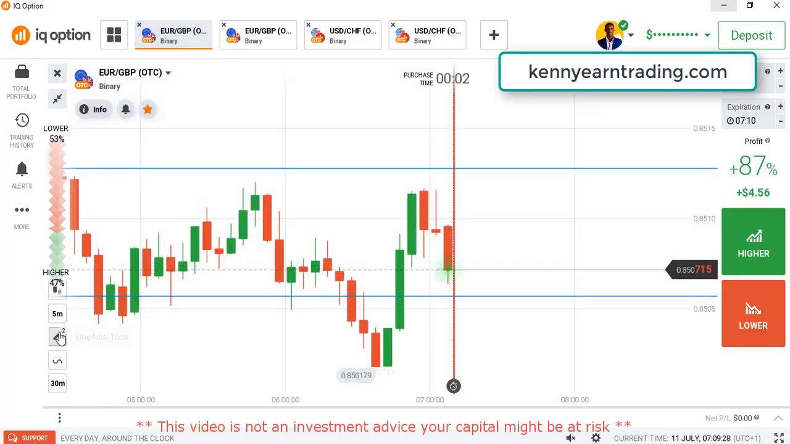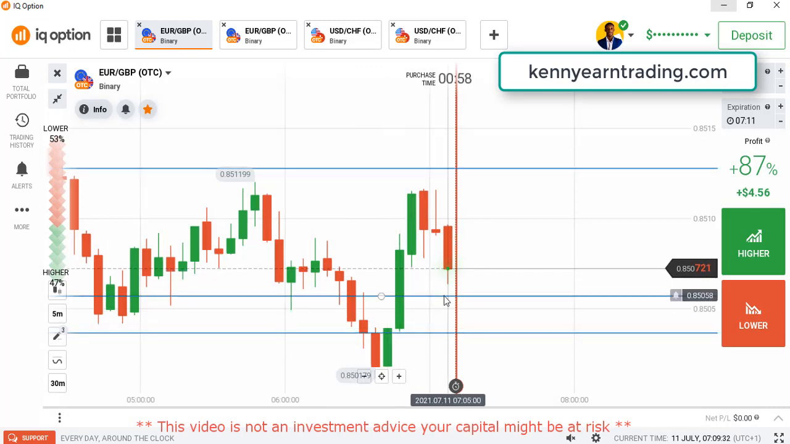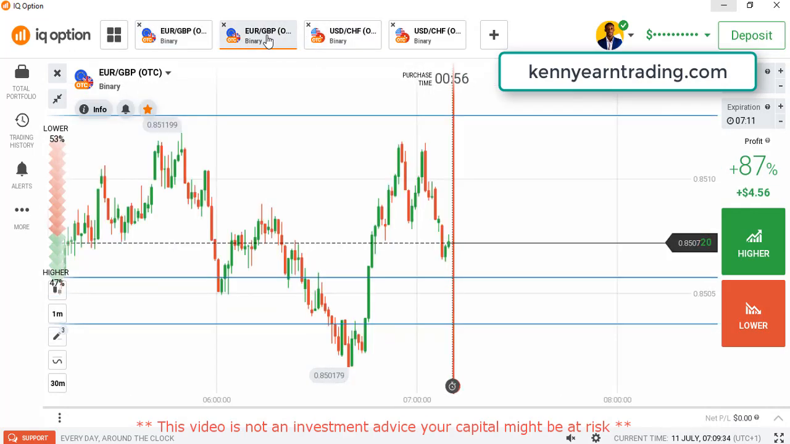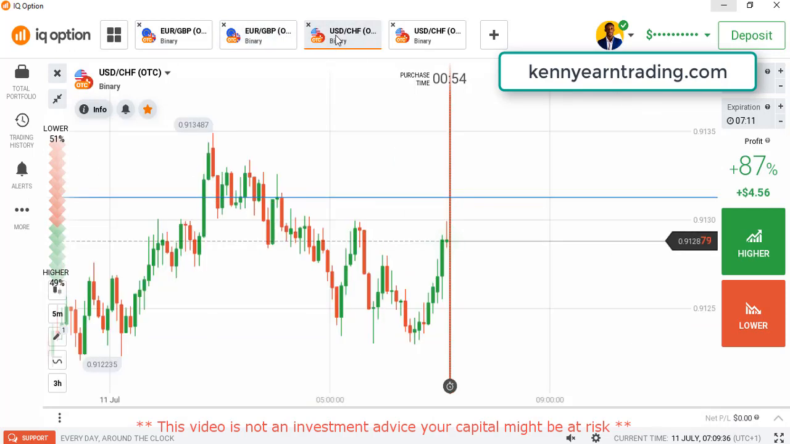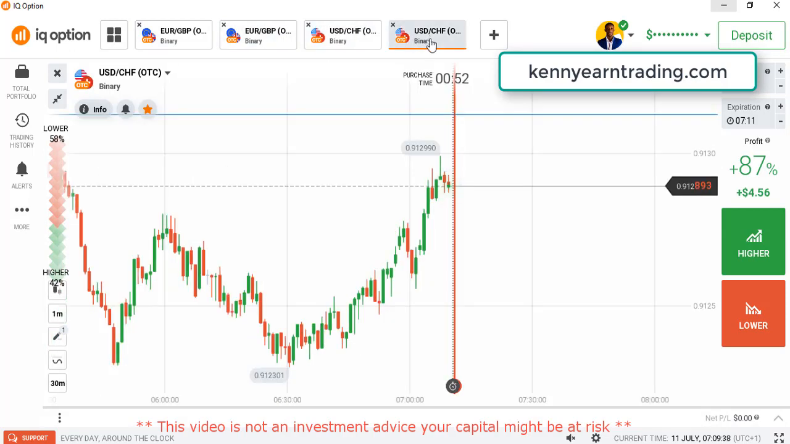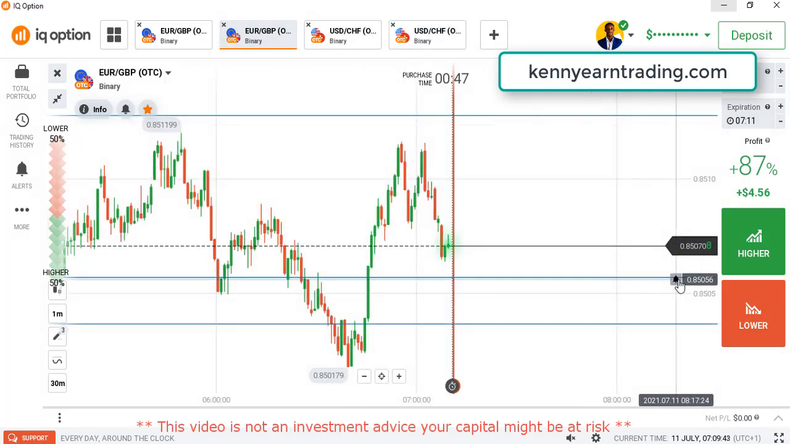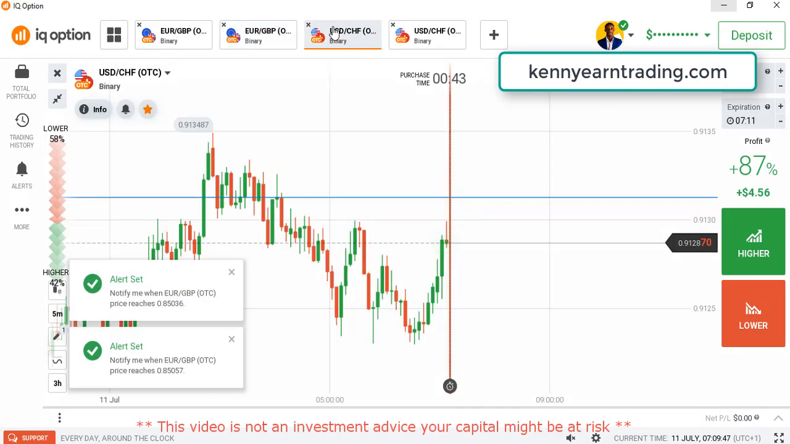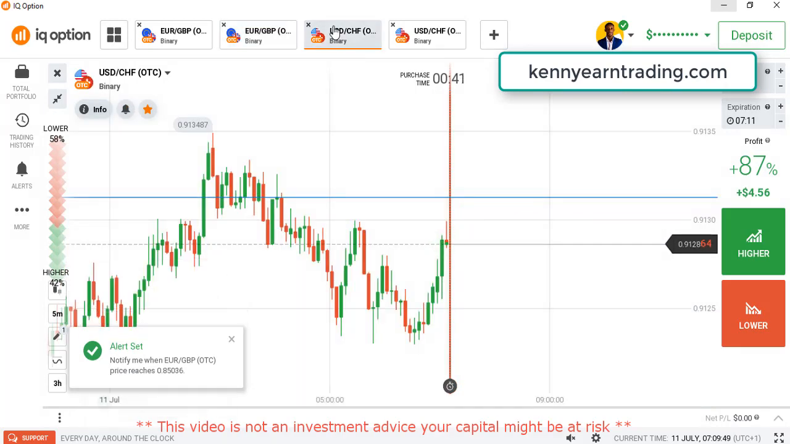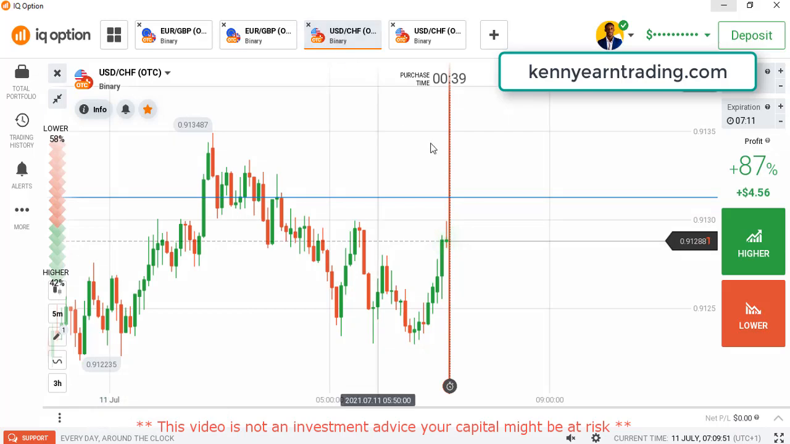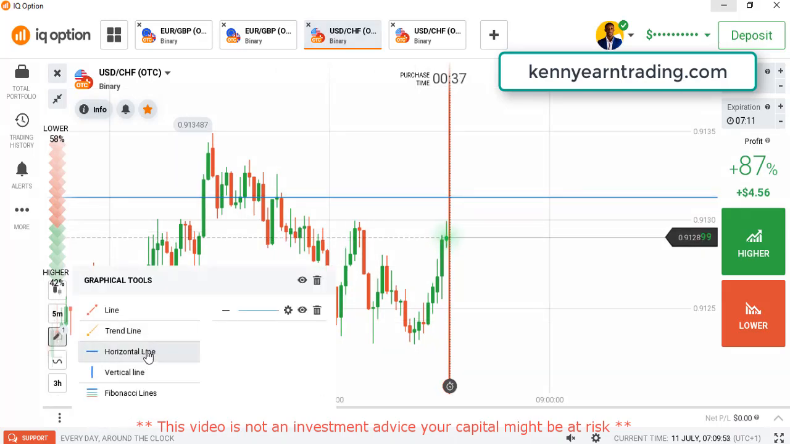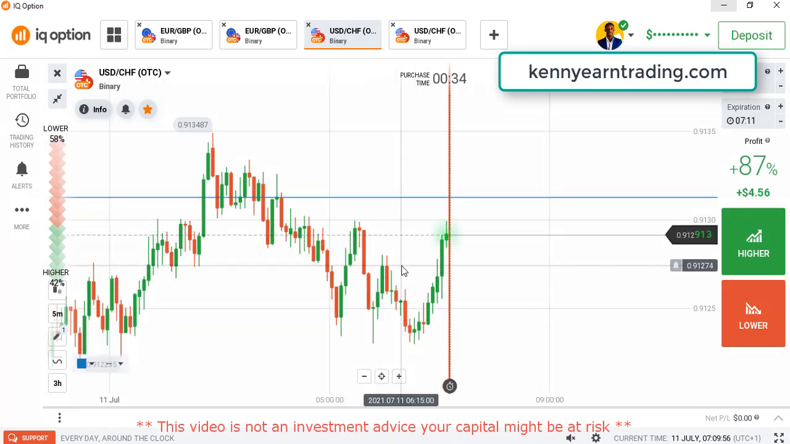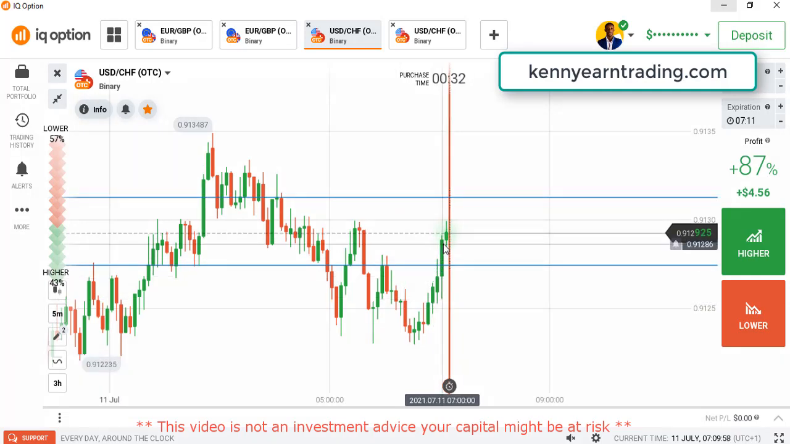So on this one, I'm clearly seeing a downtrend. The market should be reaching out for this level here in the nearest minute. And on this pair, USD CHF, it's an uptrend, but I'm seeing weakness in buyers. So let me put an alert here, so if the market comes there, I will know. And the USD CHF, it's an uptrend. I'm expecting higher highs and higher lows, but the market might be retracing to this level in the nearest minute.